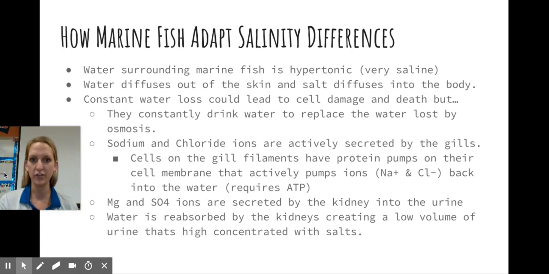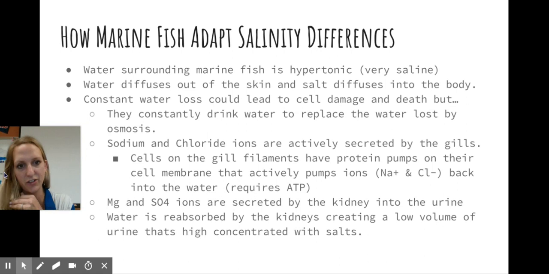Constant water loss is going to lead to cell damage and death, and they're going to shrink up and be dehydrated and have no water to do transport or send oxygen anywhere in their blood, so then they die. Instead, they're going to constantly be drinking water, even though it's saline. They have adaptations to go around that. They're going to be constantly drinking water to replace water loss through osmosis.